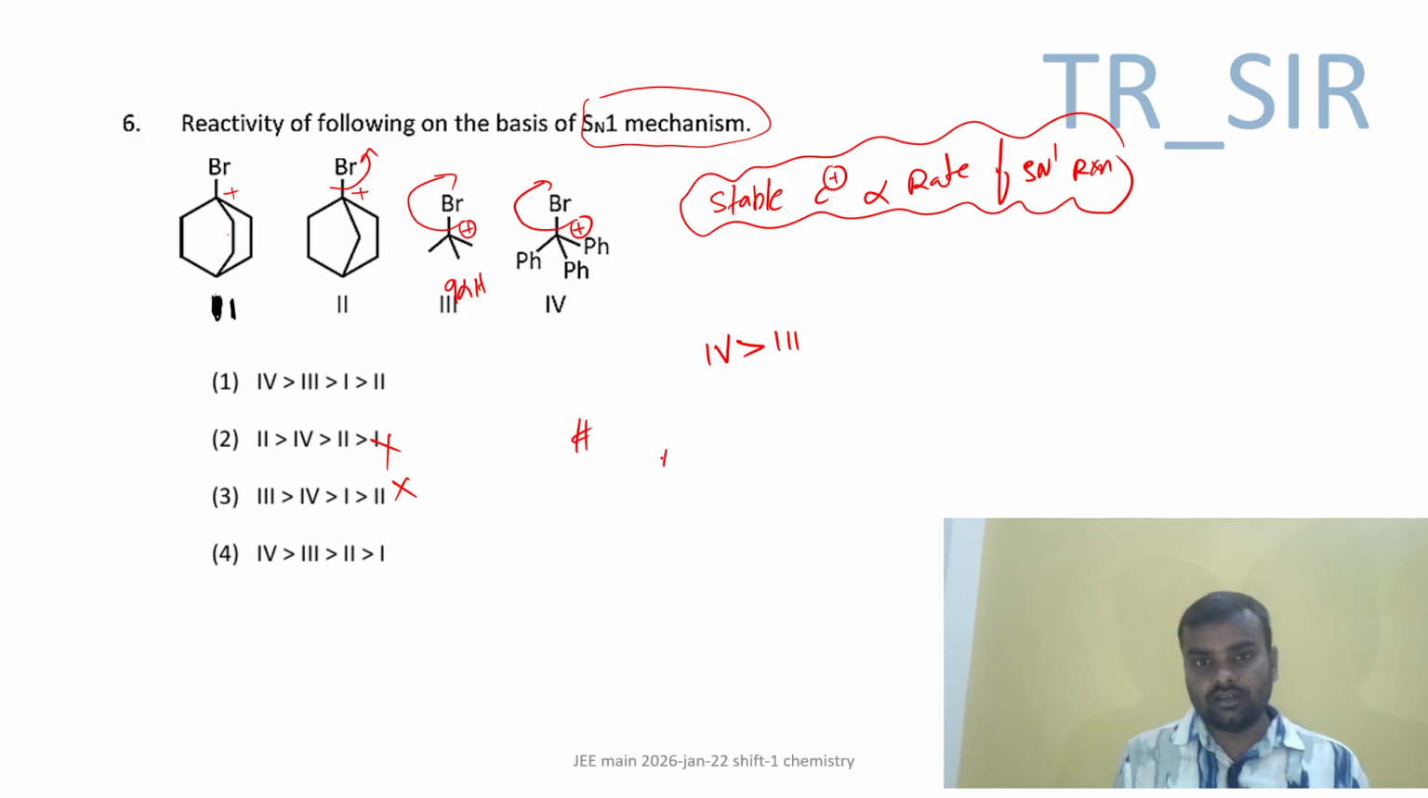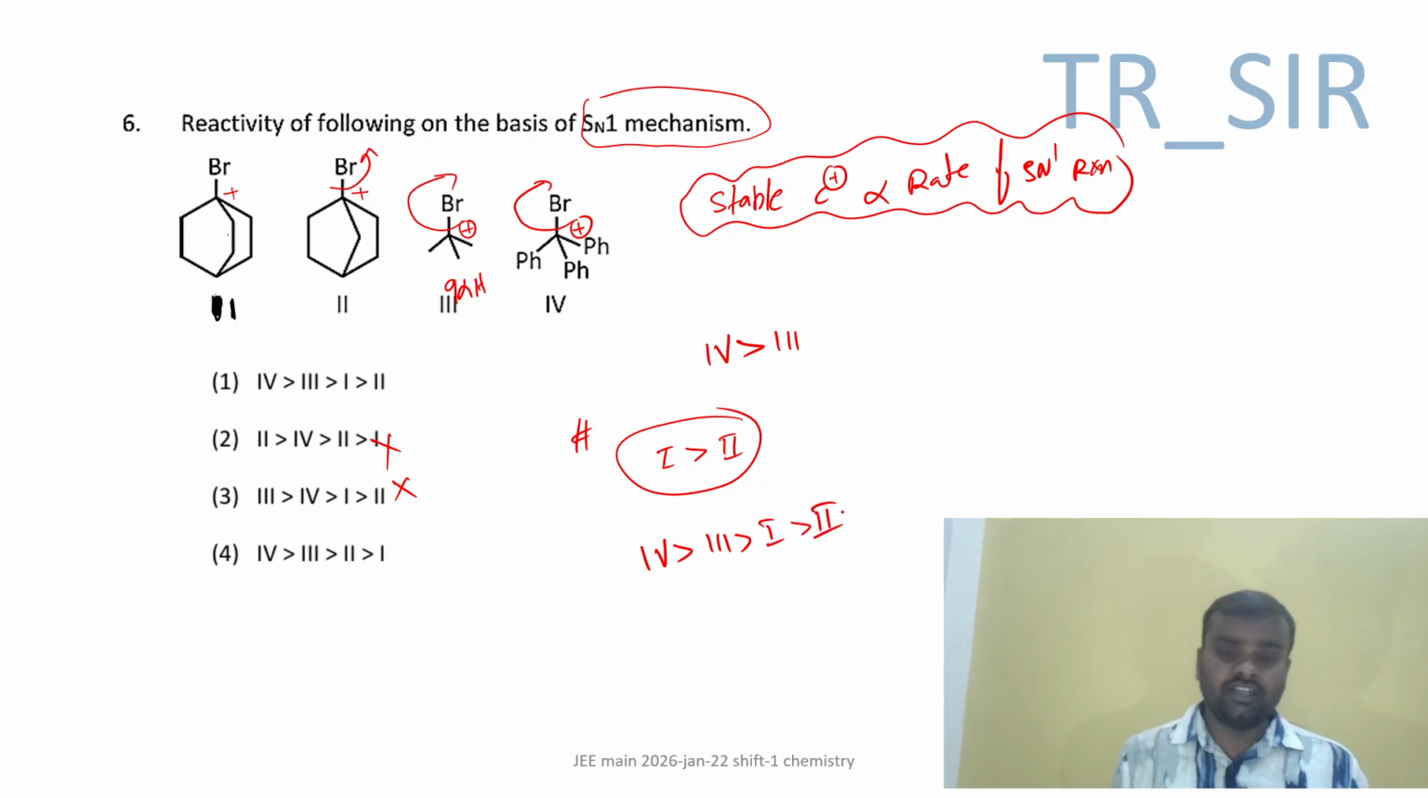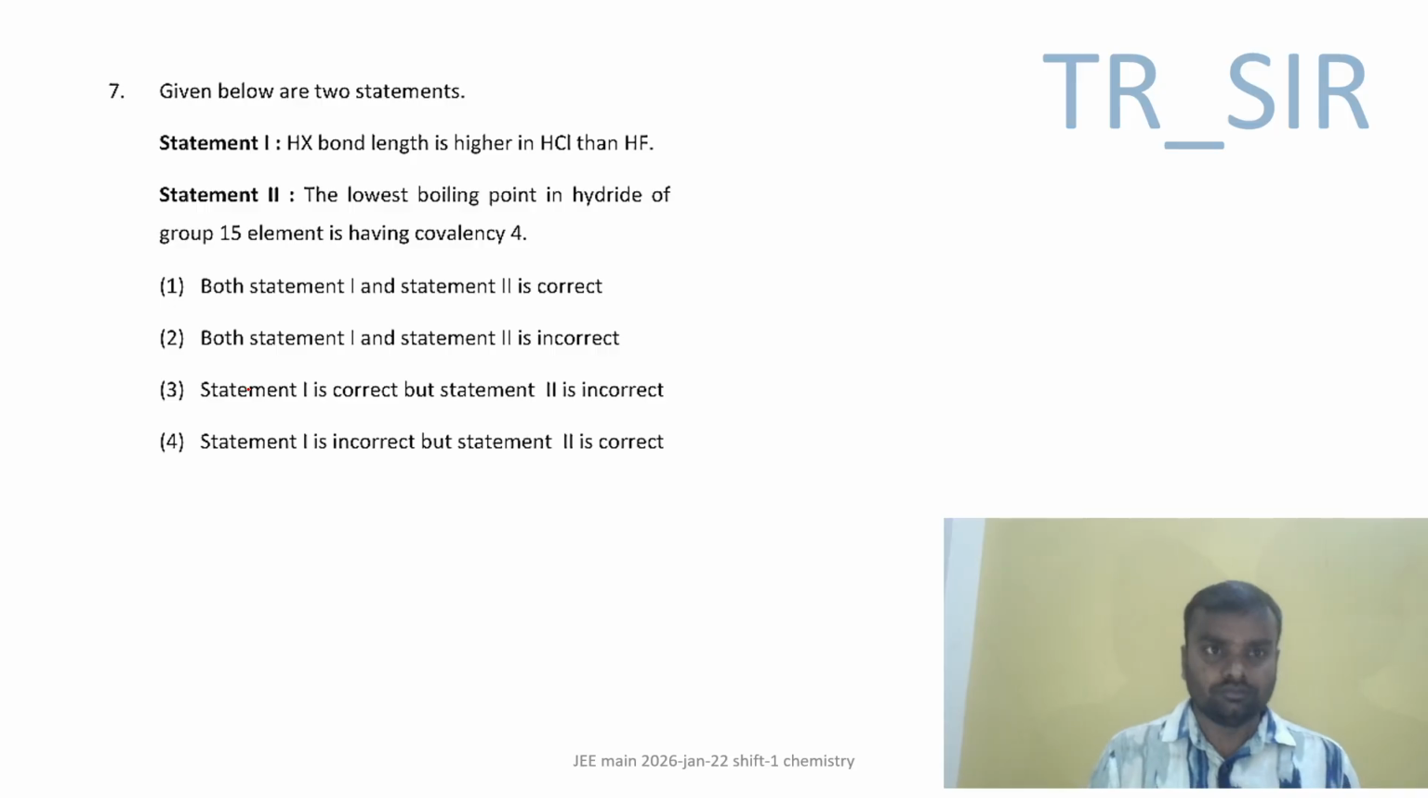So in this case, 1 is more stable than 2. That means rate of reaction: 4 is more than 3, then 1, then 2 is the right answer. So 4, 3, 1, 2. That is option 1, the right answer.